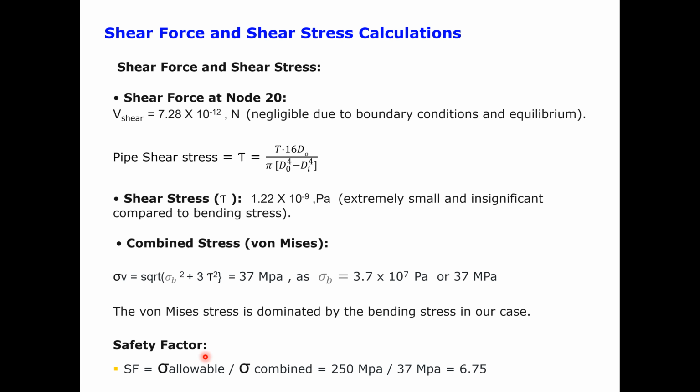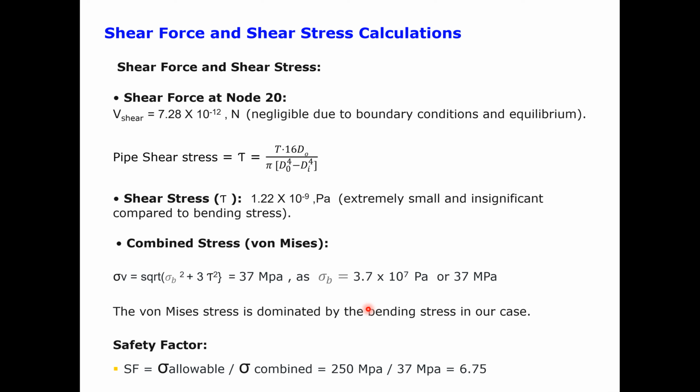So the safety factor, if we calculate SF, is sigma allowable divided by sigma combined, which is 250 MPa, the allowable value for carbon steel, divided by 37. It comes out as 6.75. So what it tells us is the safety factor is above 1, indicating that the design is safe under the given loading condition. One thing. Second, if it is less than 1, then we have to improve the safety.